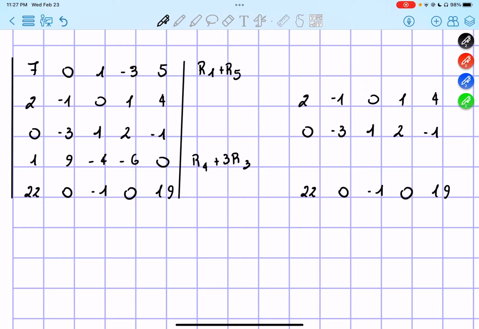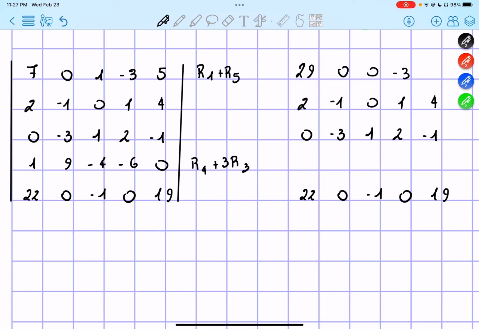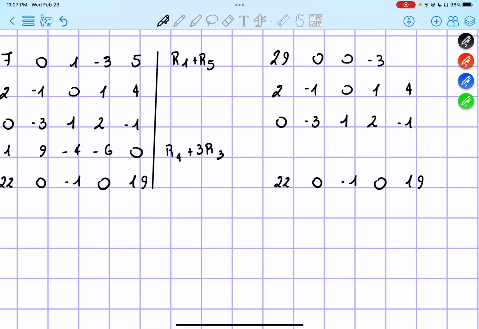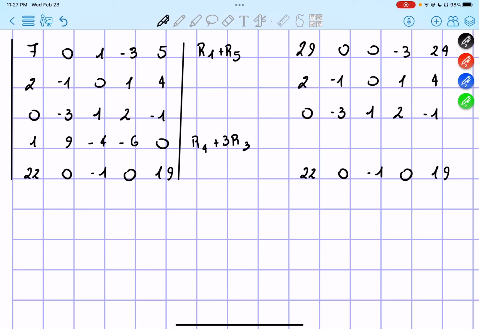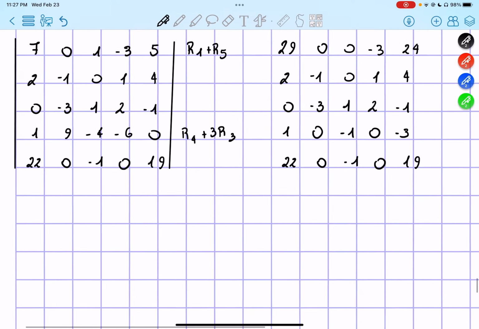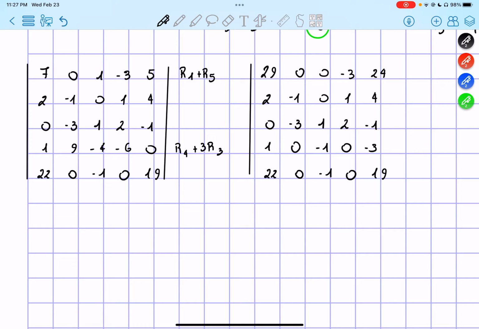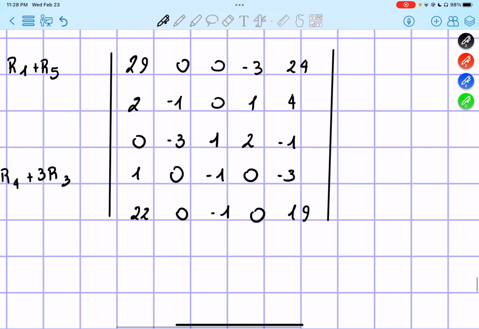So row 1 plus row 5, we said. Here we're gonna get 29, 0, 0, negative 3, and 24. The row 4 plus row 3. So I'm gonna get 1 over here, 2 times row 3, sorry. 0 over here, and then negative 1, 0, and negative 3. So things seem to start working out.